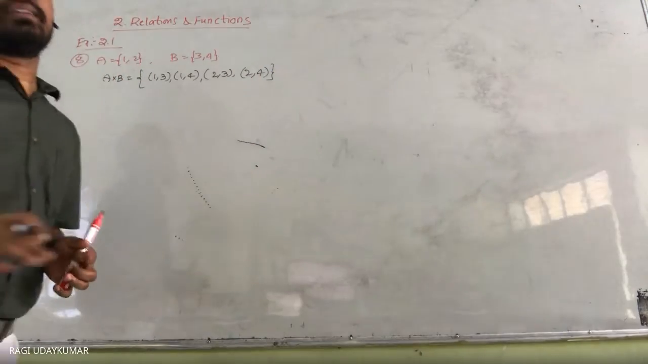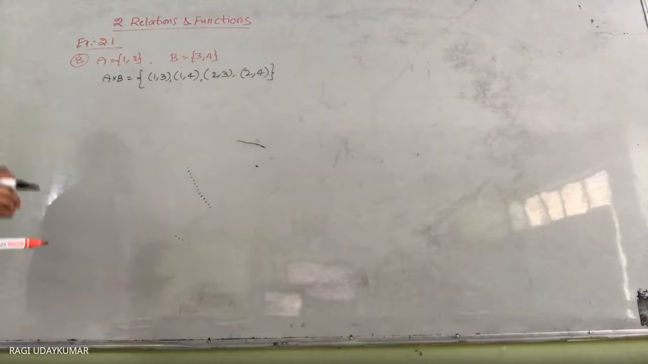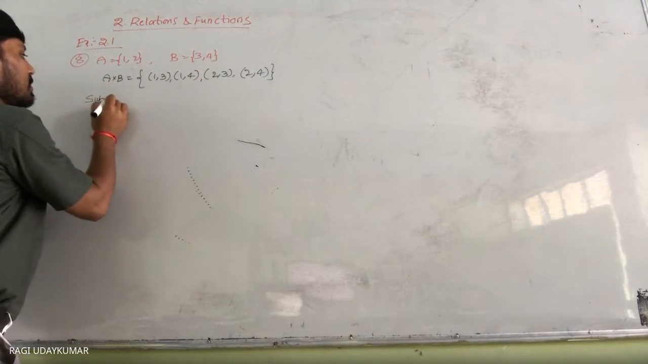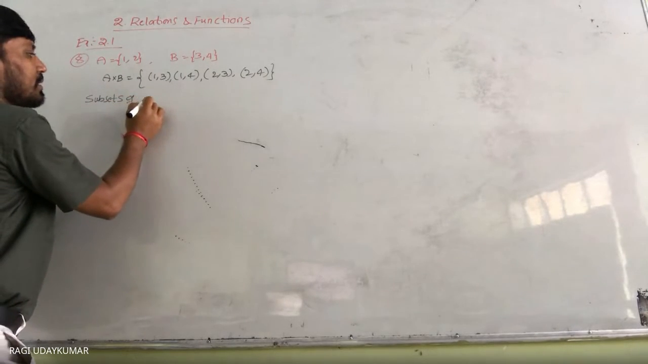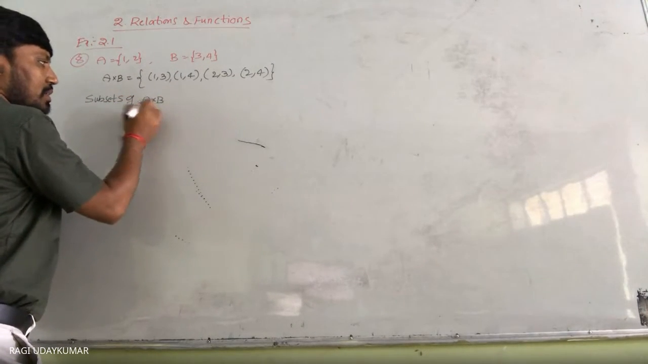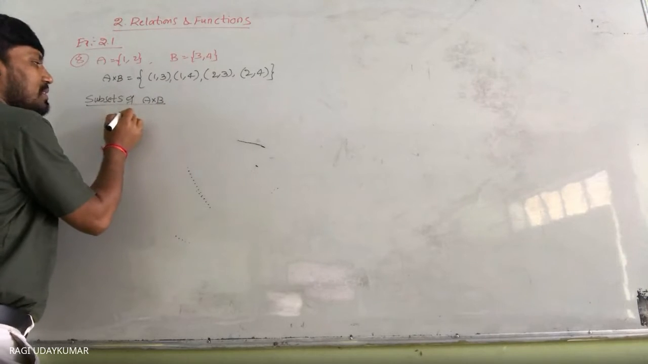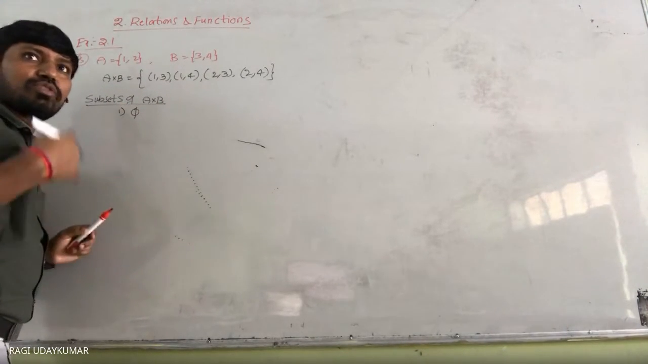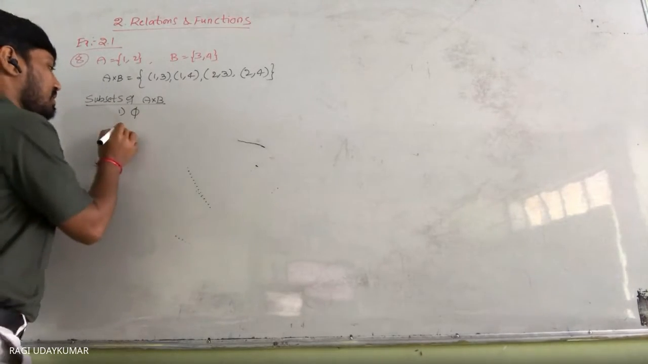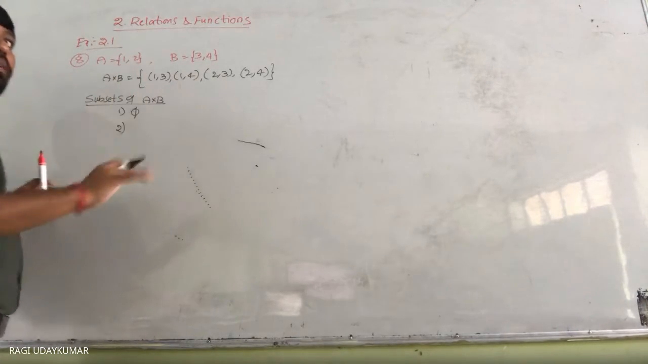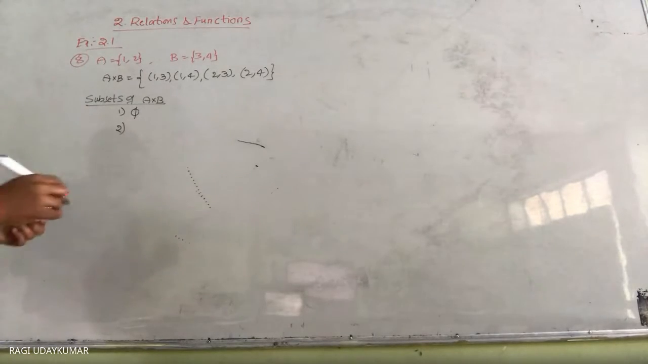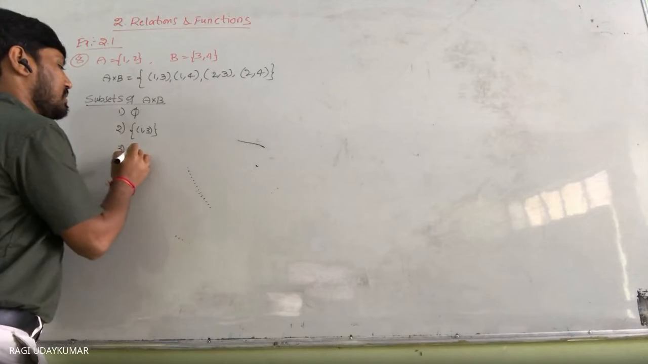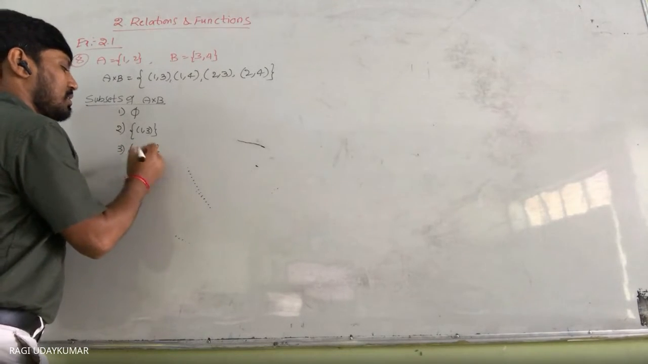You need to write all the subsets of this. Subsets of A cross B. The first subset is the empty set. The empty set is a subset of every set, so the empty set is a subset. Second, take the single element sets. So 1,3. Third, 1,4.